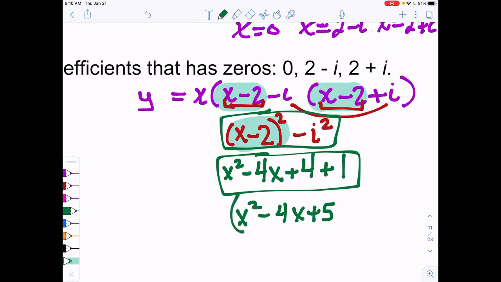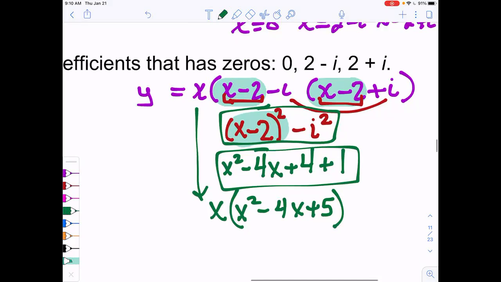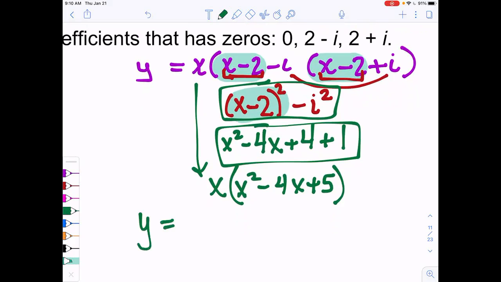And then all of that is what multiplies with the x, that other 0. So make sure that you're doing everything you can with the imaginary zeros first. Ignore that real 0 in the front until you combine all your parts together. And then if I distribute through, I end up with x cubed minus 4x squared plus 5x. Questions? A lot of students had questions on this problem.